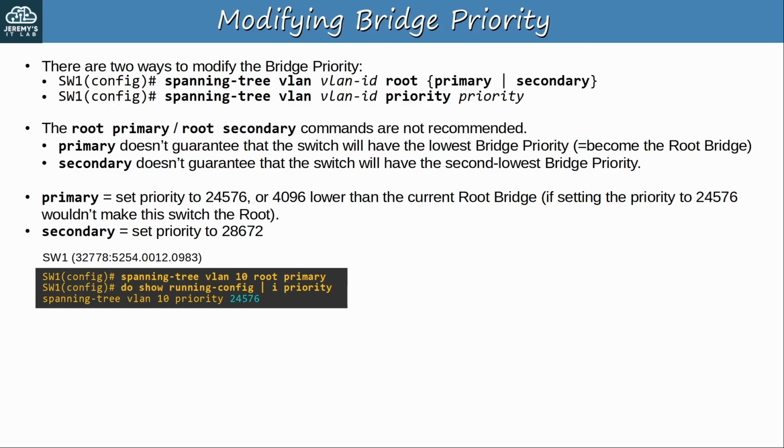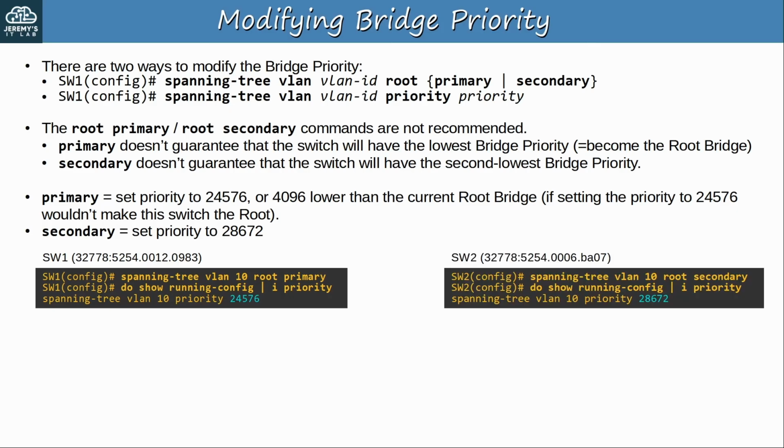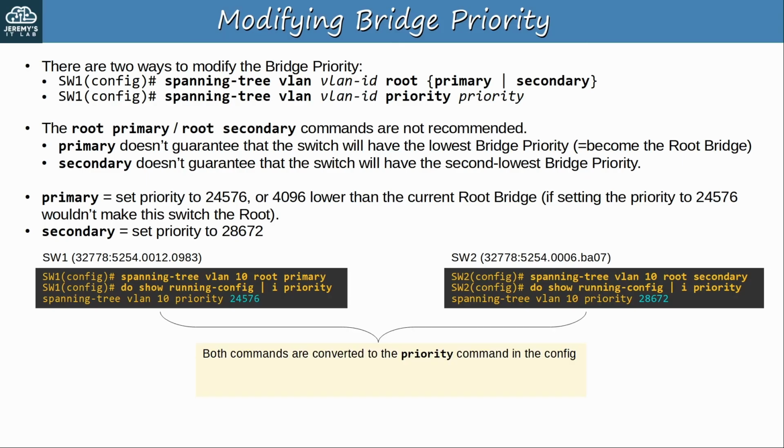Here's an example of the root primary command on switch 1. Notice that after issuing the command, the priority 24576 command appears in switch 1's running config. And here's the root secondary command. Likewise, after issuing this command, the priority 28672 command appears in switch 2's running config. Both commands are converted to the priority command in the config.